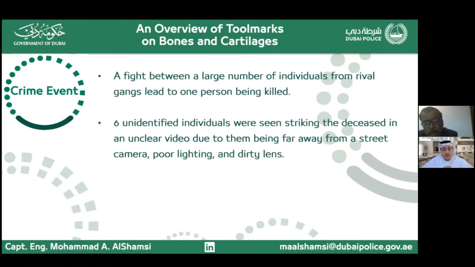Okay, this is the case study we're talking about and the crime event that happened. A fight between a large number of individuals from rival gangs led to one person being killed. Six unidentified individuals were seen striking the deceased in an unclear video due to them being far away from the street camera, and poor lighting and dirty lenses. I don't know why this is always the case.